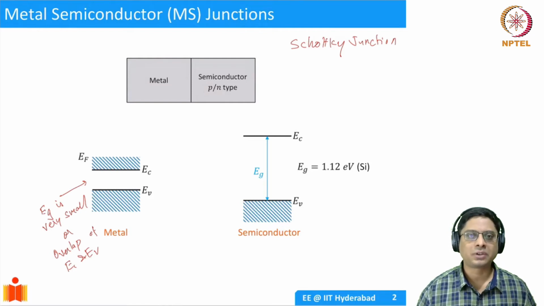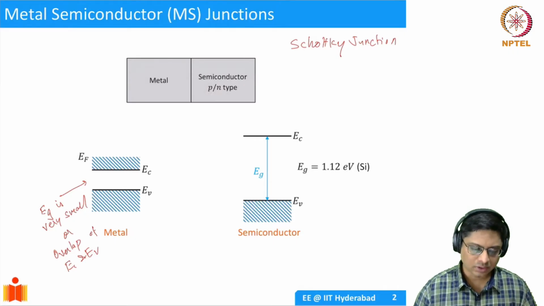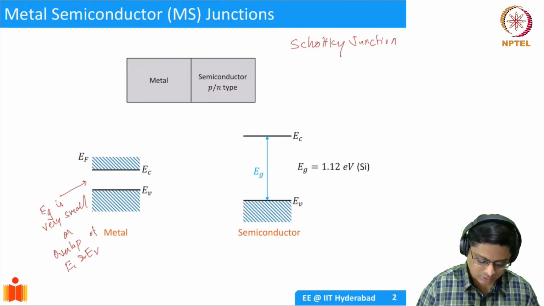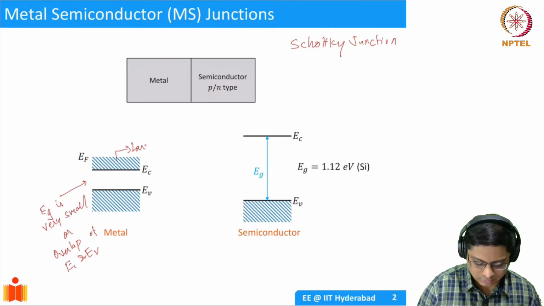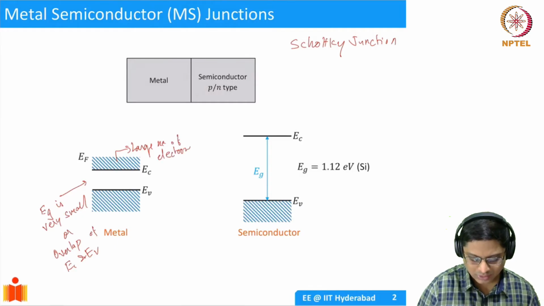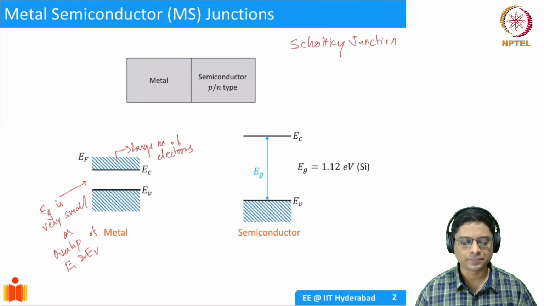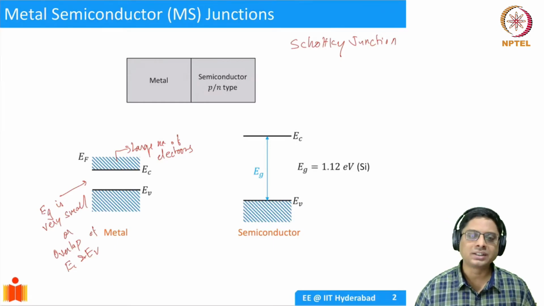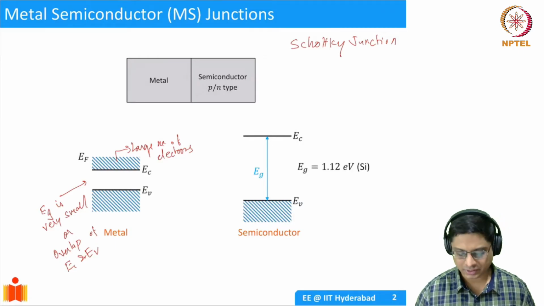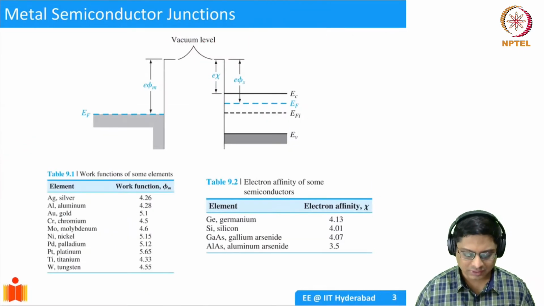Because of the presence of a large number of electrons, metals are very good conductors. This is what we studied in the introduction. So now what happens when we bring these materials together? How can we analyze it? To do that, we need to introduce a few more concepts, or definitions rather.